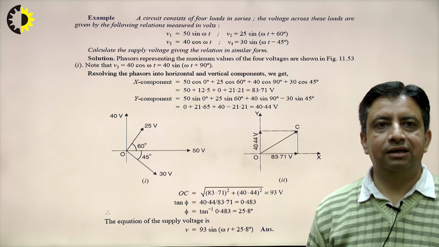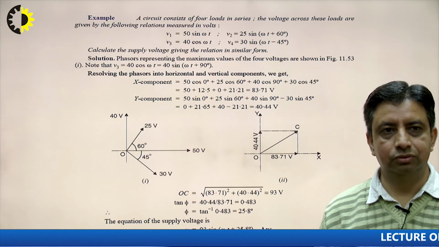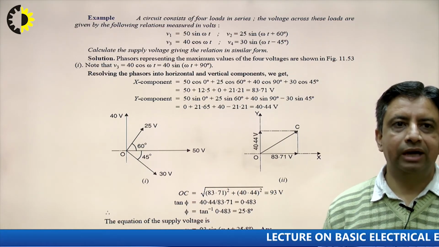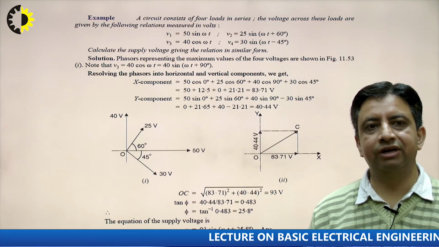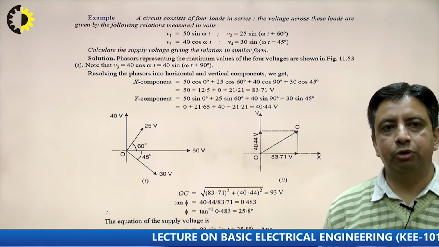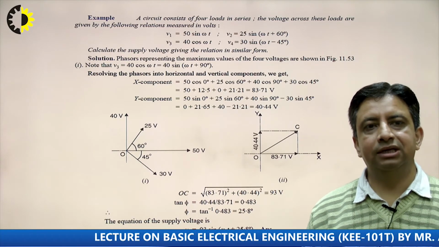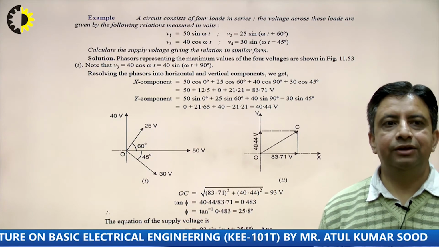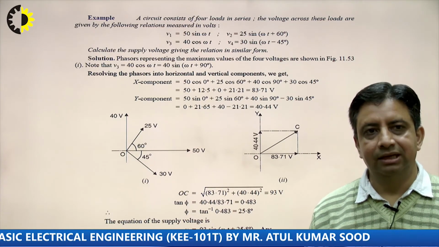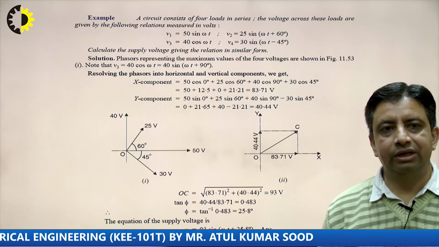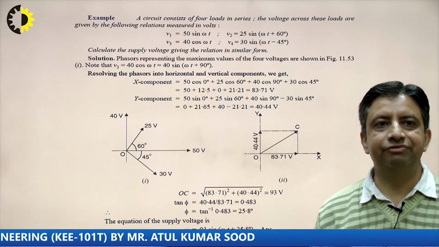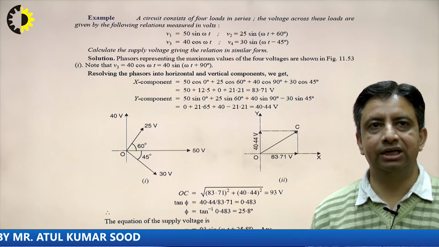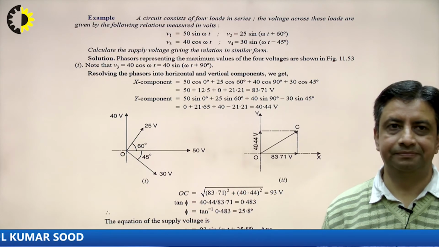We know that the resultant will be the phasor sum of these two. So, this OC will be equal to the square root of x squared plus y squared. x comes out to be 83.71 and y comes out to be 40.4. So, finding the resultant, we got the value as 93 volts, and using tan phi equal to y by x, we get the phase angle equal to 25.8 degrees. Hence, we have calculated the supply voltage for these 4 quantities connected in series.